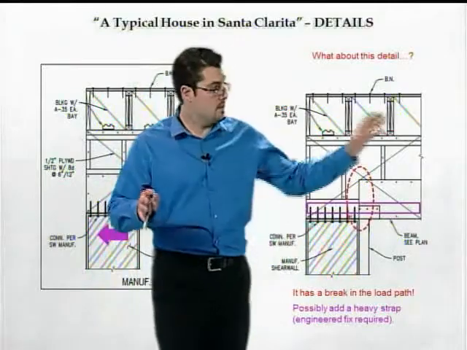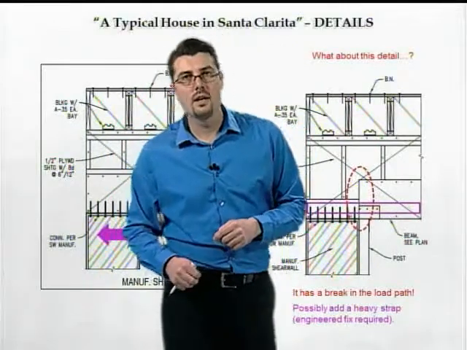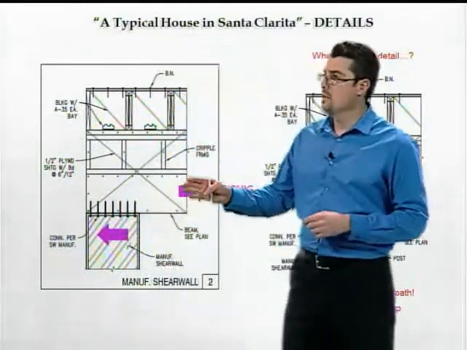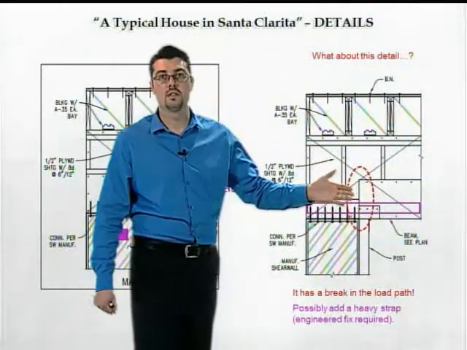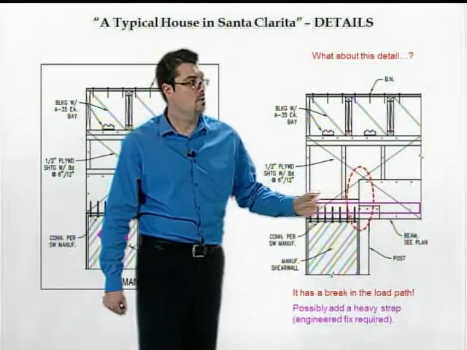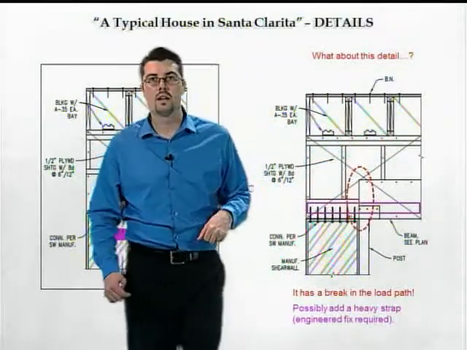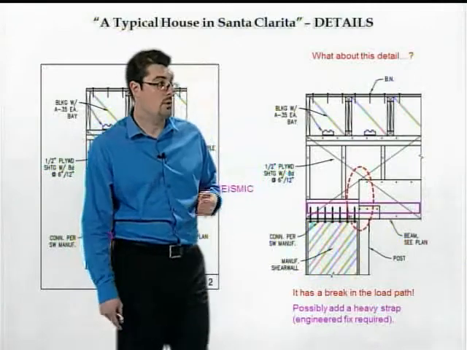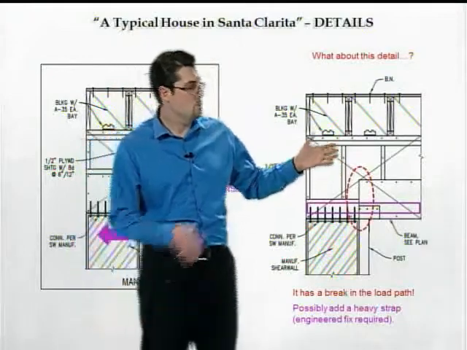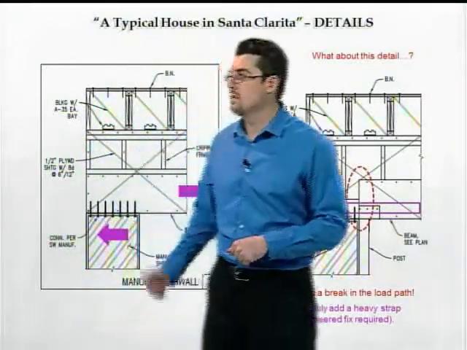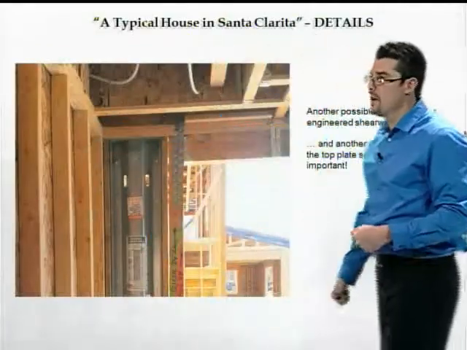All right, and these are real-world common examples of what our inspectors see in the field. The plans show the detail like this, the builder built it like this, and our inspectors are trained to identify these things and get them fixed, or require them to be fixed. As a designer, an engineer, a builder, you should be aware of those issues and why those issues are important. Here's a photo of that same scenario.